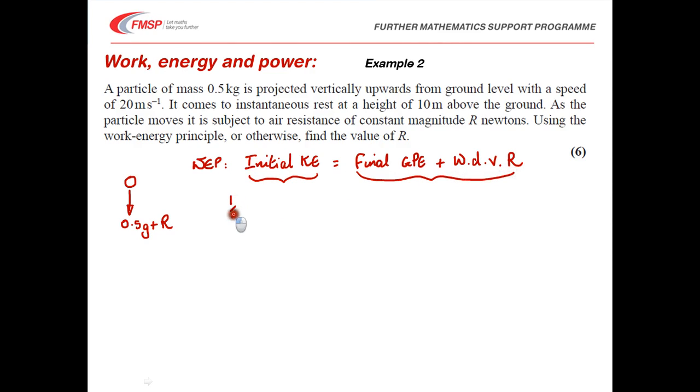So initial kinetic energy, half m times 20 squared. That's equal to the mass times g times the height it rises through, plus, and work done against friction is work as force times distance moved, so R times 10, and again pop that into your calculator, and we come out with resistance to motion must be 5.1 newtons in here.